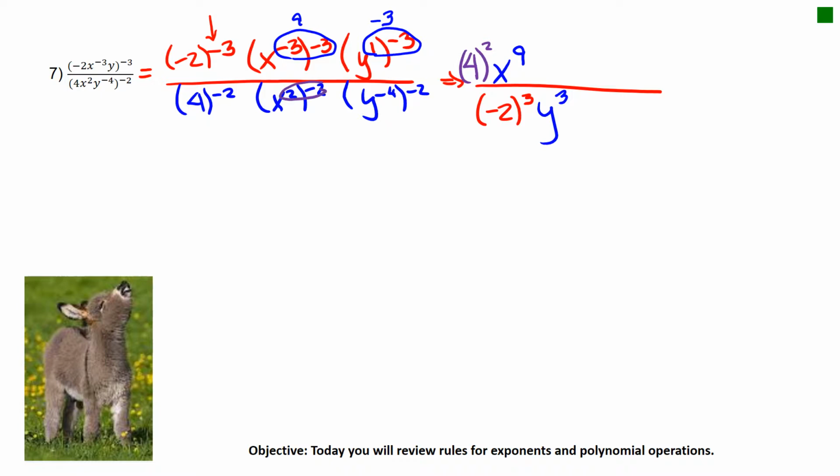When I multiply, 4 times -2 is -4. That's negative, so I'm moving it to the top and making it positive. When I multiply, -4 times -2 is +8. It's positive, so I'm leaving it on the bottom.